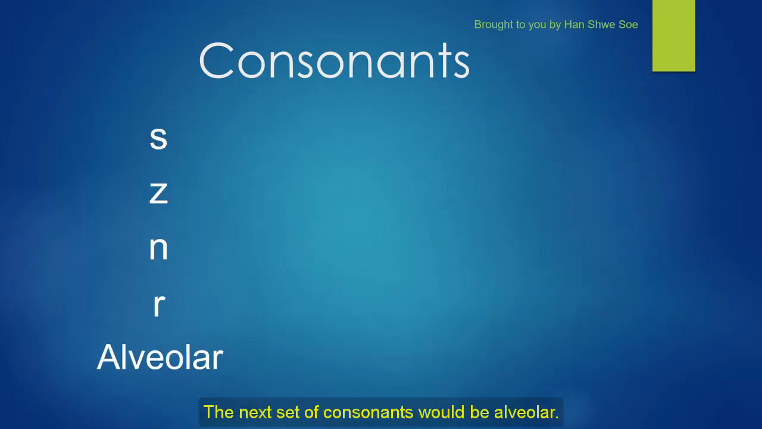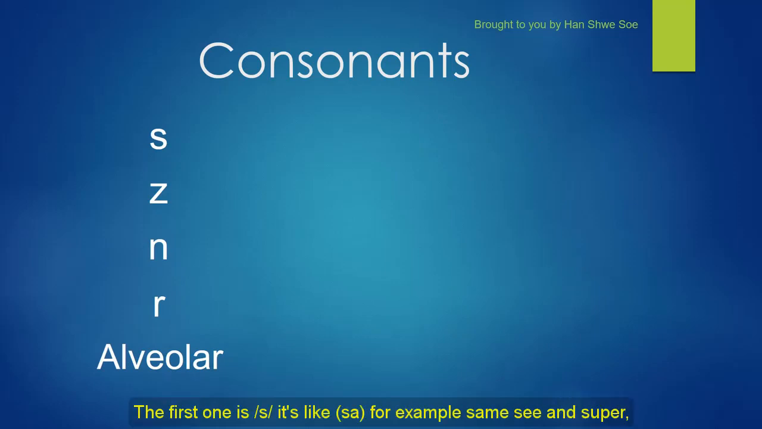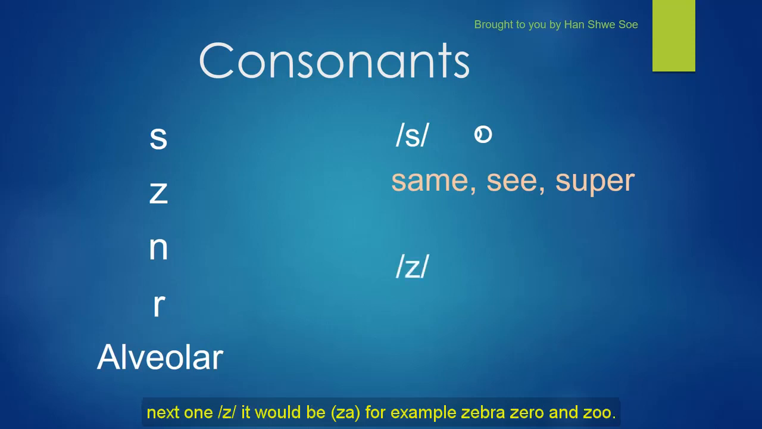The next set of consonants would be alveolar. The first one is s. It's like sa. For example, same, see, and super. Next one, z. It would be za. For example, zebra, zero, and zoo.